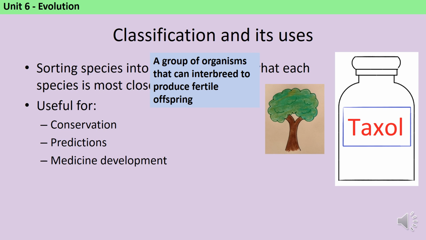And actually for quite a long time you could literally phone a number and get someone to come and take the leaves of your yew tree away, and they would go and make them into this anti-cancer drug. And that's basically where it comes from. And if we didn't know the classification of which of these trees were most closely related to each other, we'd never have known where to look.